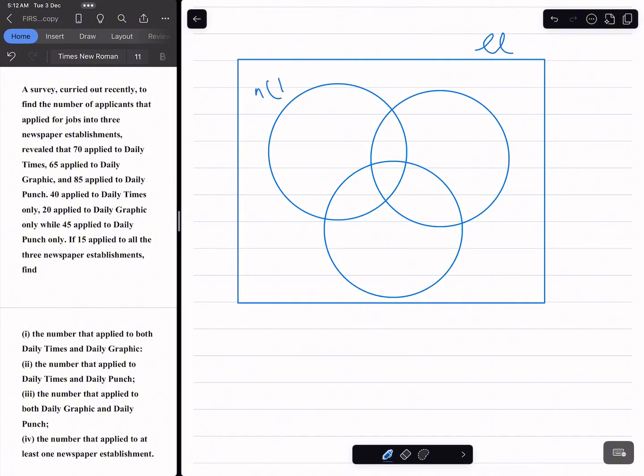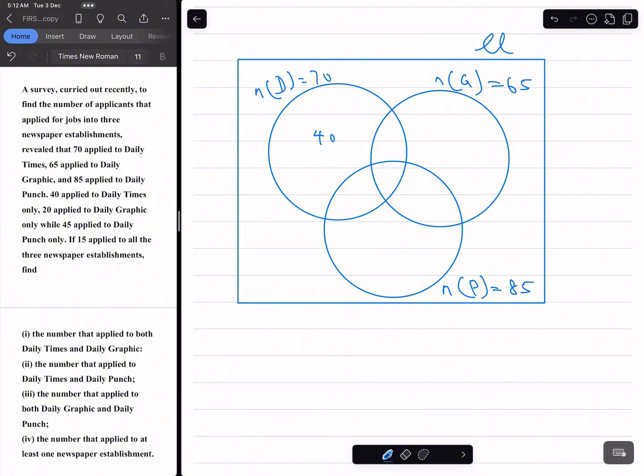70 applied to Daily Times. D for the set of applicants that applied to Daily Times. 65 applied to Daily Graphic. G for the set of applicants that applied to Daily Graphic. That means the number of elements in the set G is 65. And P for the set of applicants that applied to Daily Punch. 85 applied to Daily Punch. Let's read further. 40 applied to Daily Times only. That's the number of people that are here.